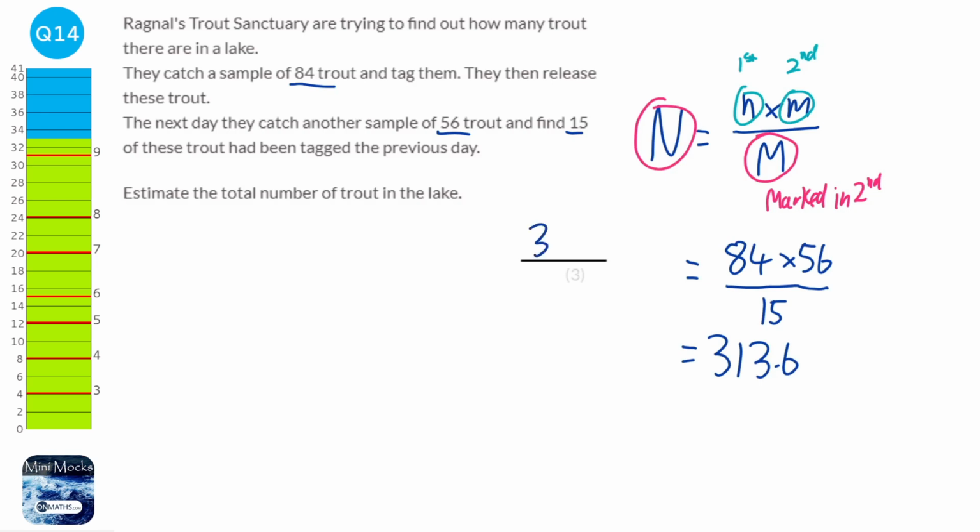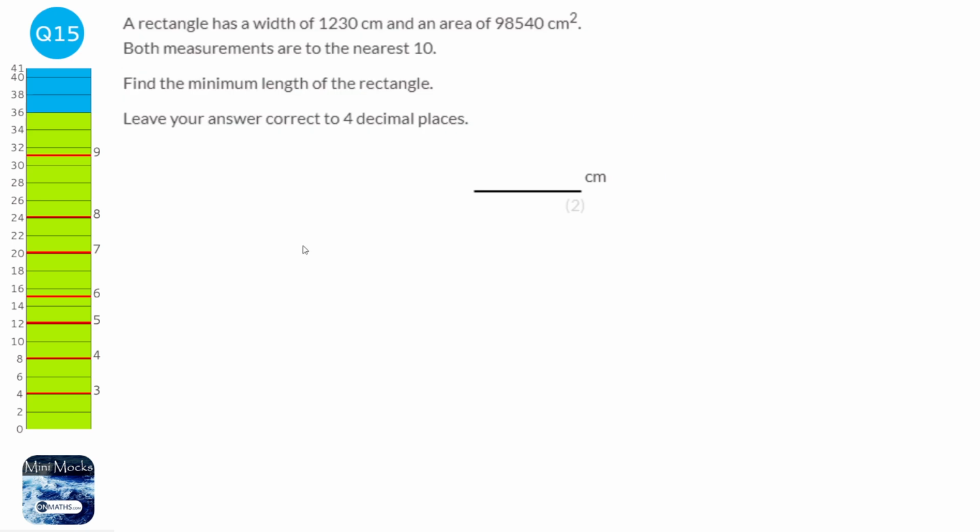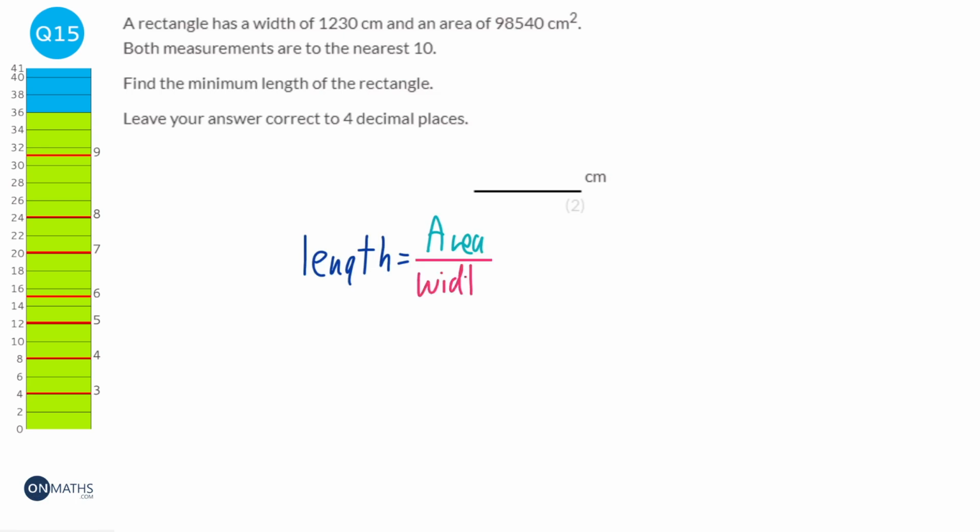To find the length of the rectangle, what we're going to do is get the area and divide it by the width. Now, the question says that it wants the minimum length. So we want the length to be as small as possible. Obviously, to do that, we want the area to be as small as possible. If the area is smaller, the length will be smaller.